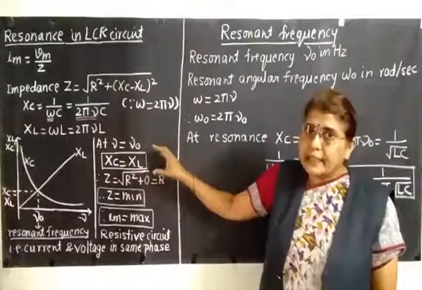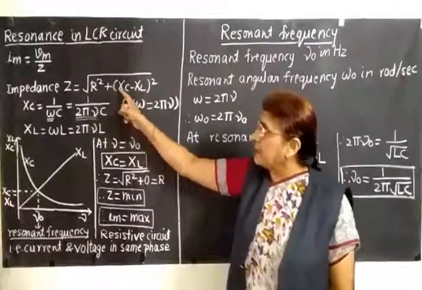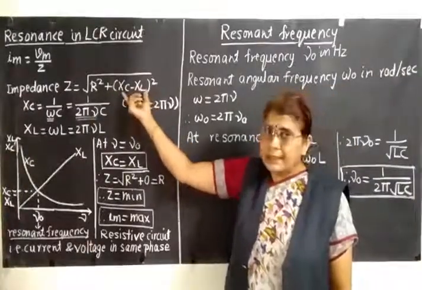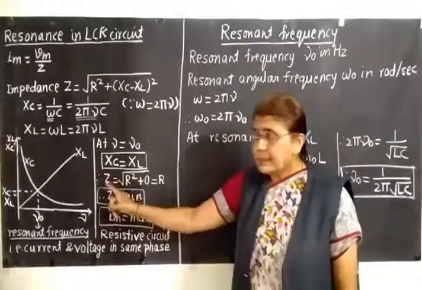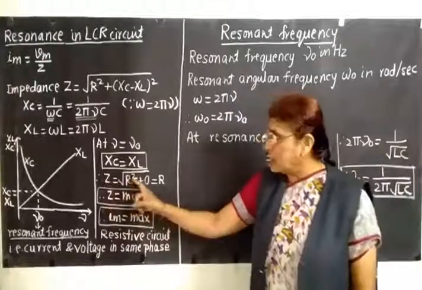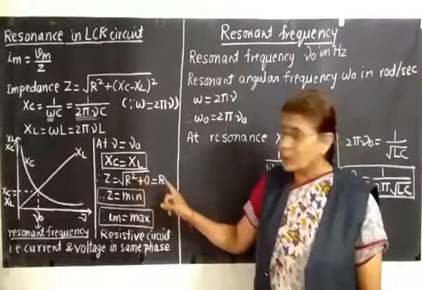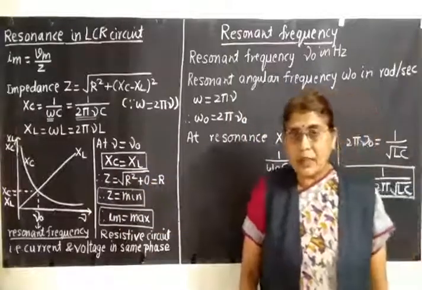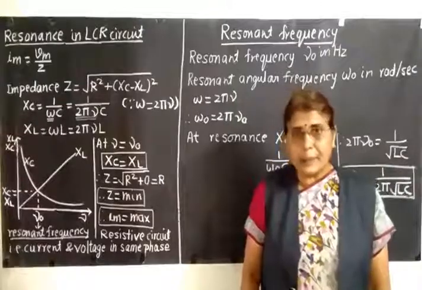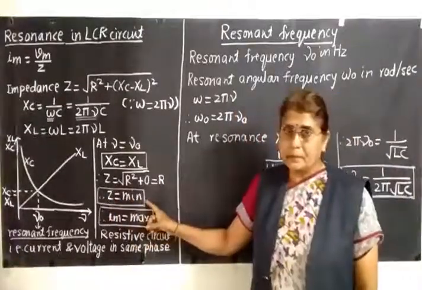Now let us put Xc equals to XL in the equation of impedance. So if Xc is equals to XL, what will be this difference? Xc minus XL will be equals to 0. Therefore, Z is equals to under root sign R square plus 0. So root of R square is R. So what expression will we get? Z is equals to R. So Z equals to R is the minimum value of impedance. The meaning is the impedance becomes minimum.